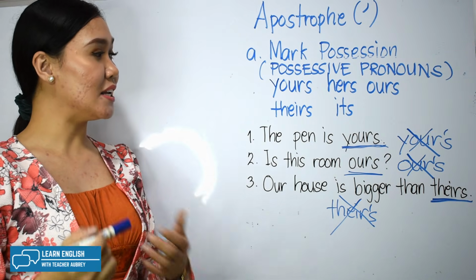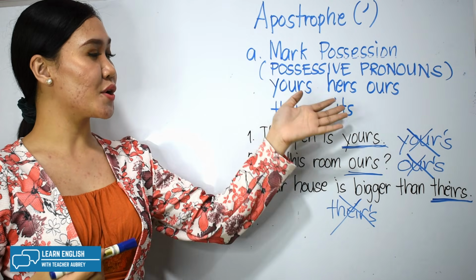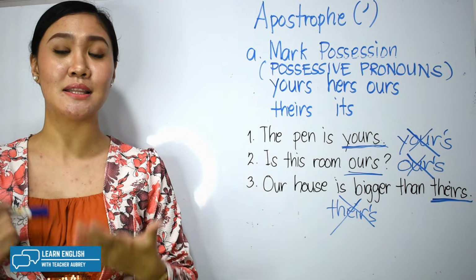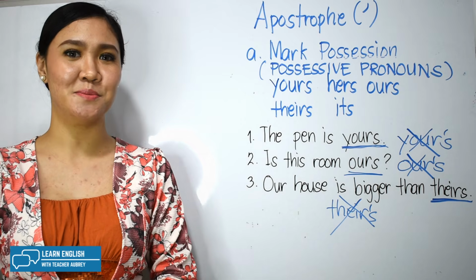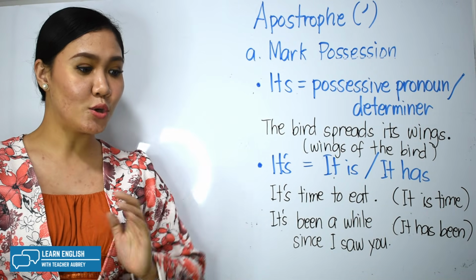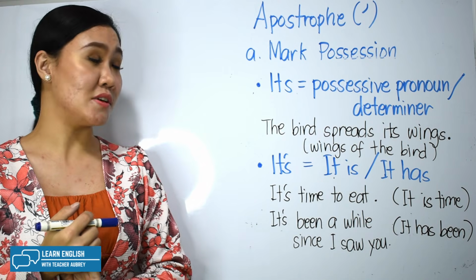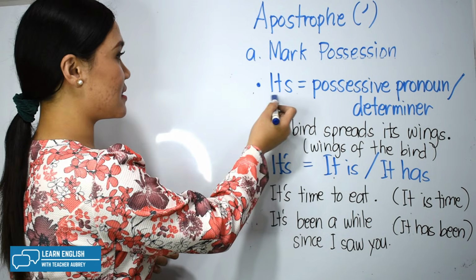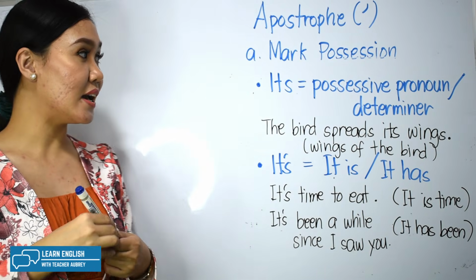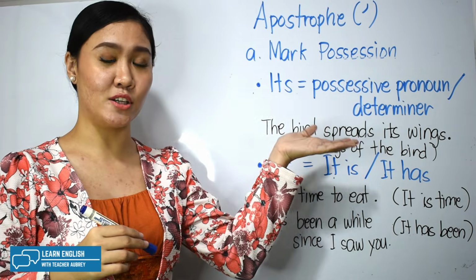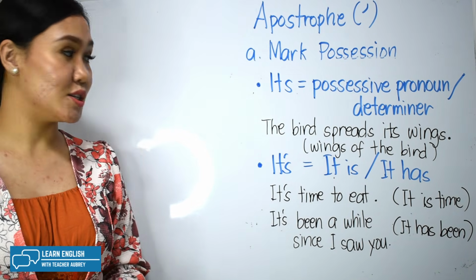Huwag tayong malilito na kapag ginamit natin itong possessive pronouns na yours, hers, ours, theirs, its, ay gagamitan natin ng apostrophe. That's a big no-no. Now, let's take a look at these. Dito kasi karaniwang nalilito yung iba sa paggamit ng apostrophe. Ito nga yung its, pero maling sabihin its with apostrophe. Dahil its is already a possessive pronoun. It already shows ownership. And it acts as a determiner.